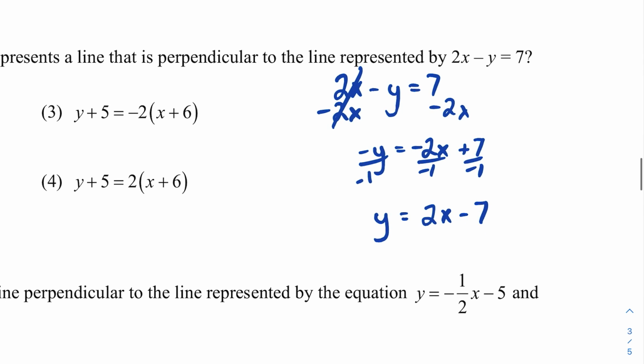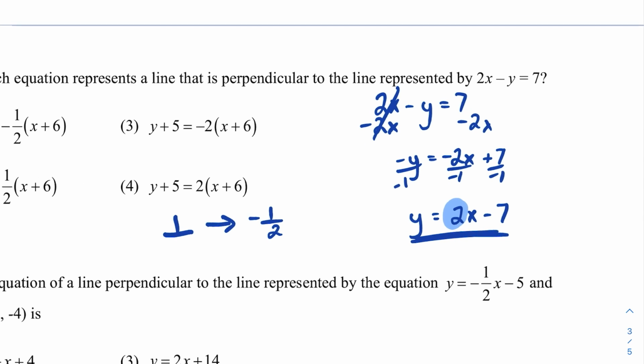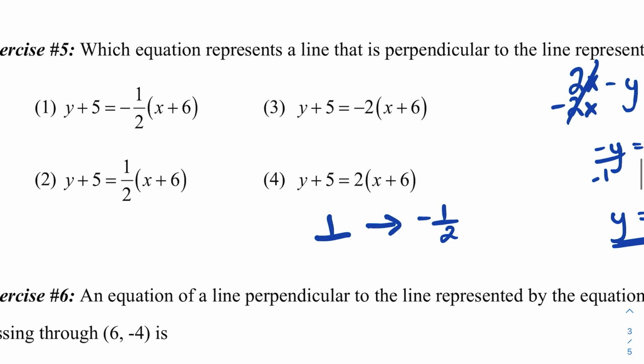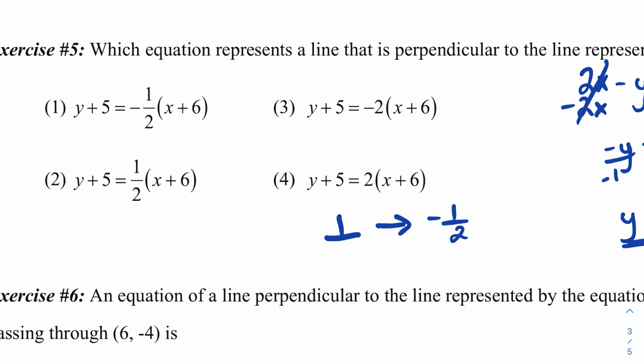So if we want to find a line perpendicular to this line, we have to look at the slope. Here the slope is 2. So a line that's perpendicular to that would need to have a slope of -1/2. So we have to try to find a linear equation here that has a slope of -1/2. So the slopes, we know where they are. They're in this spot here. So looking at these 4 equations, the one that has the slope of -1/2 is choice 1.